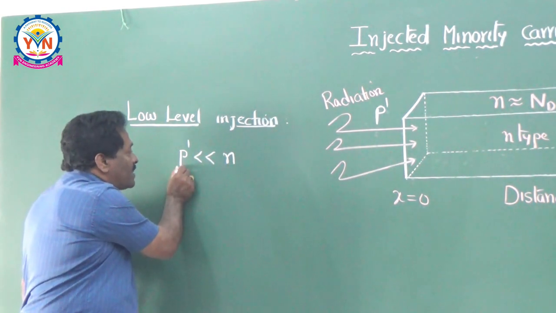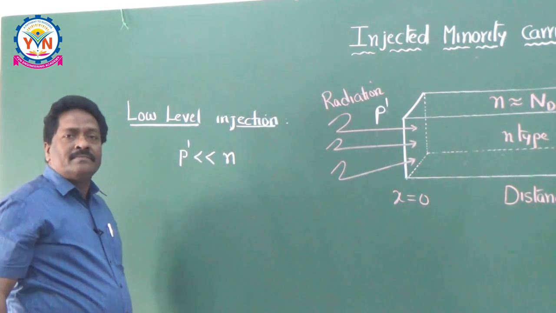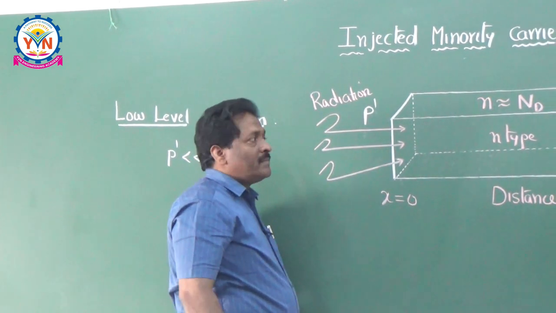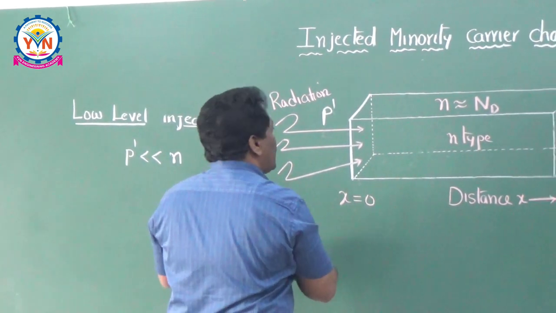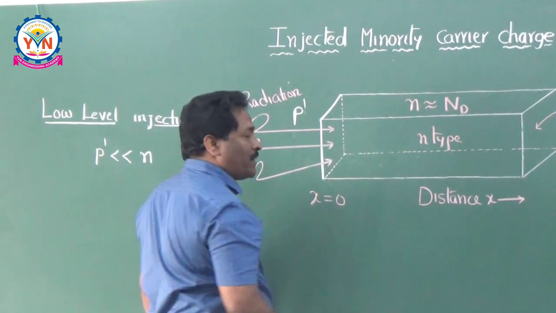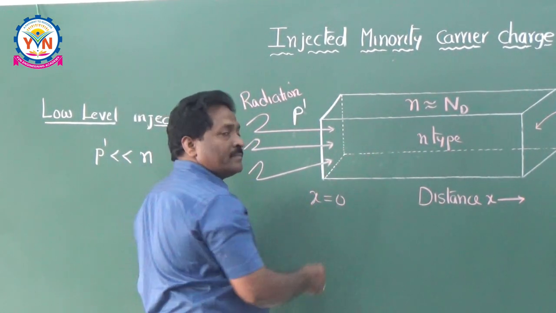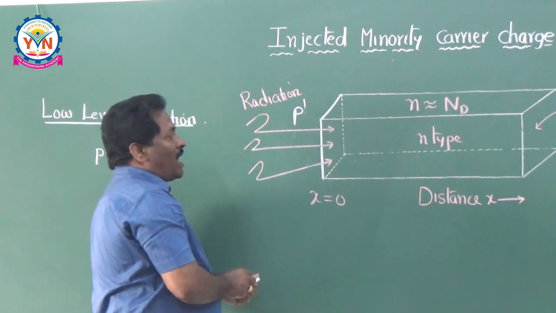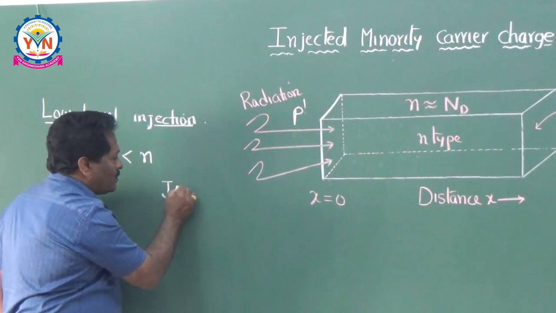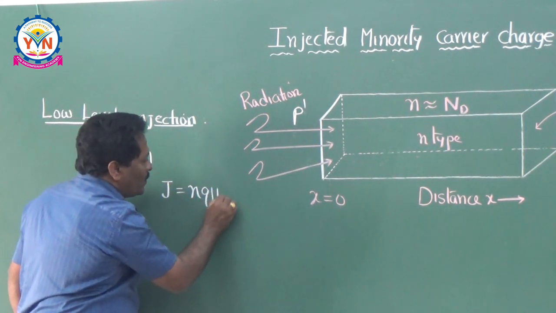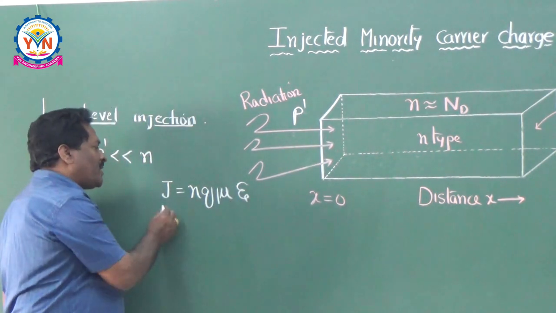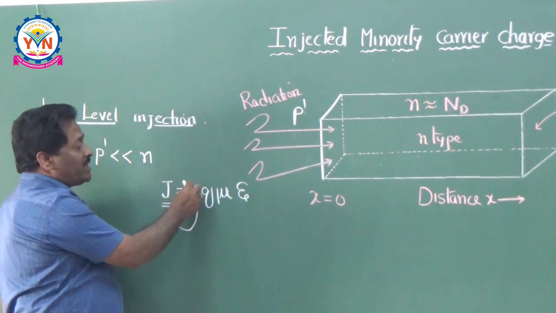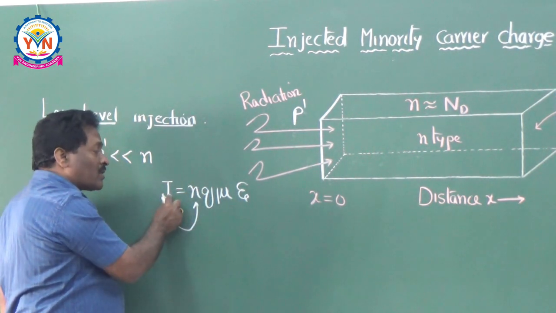If the injected carriers are very much less than the majority carriers, then I would like to talk about the different types of currents in semiconductors. You know very well that drift current and diffusion current exist in the semiconductor bar, and there are two carriers, electrons and holes. Electrons are the majority carriers here. Your drift current J is equal to n q mu xi, that means the drift current is always proportional to the density of the carriers. If the density of the carriers is more, your drift current is also more.